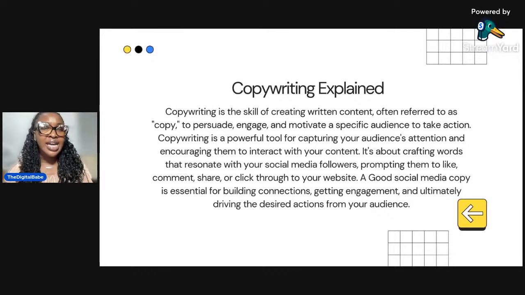So copywriting is the skill of creating written content, often referred to as a copy, to persuade. So copywriting does three things for you. It's persuading your buyer, it's engaging them, and it's motivating a specific audience to take action.